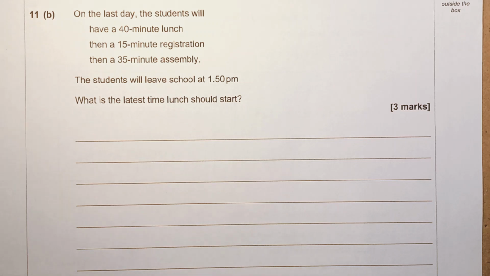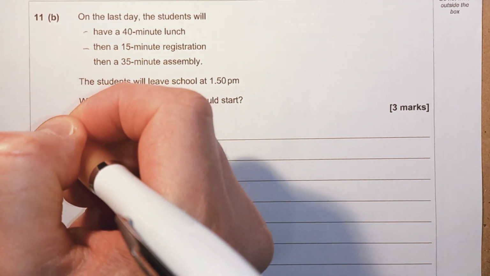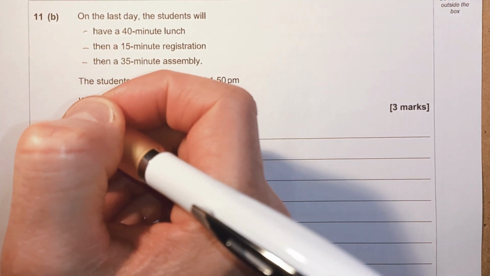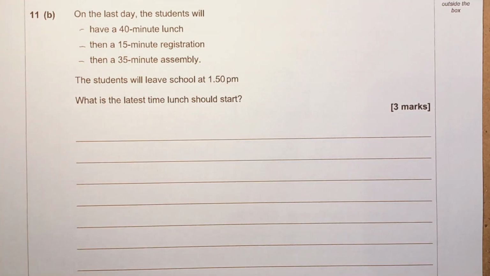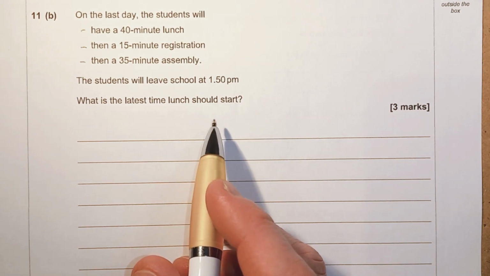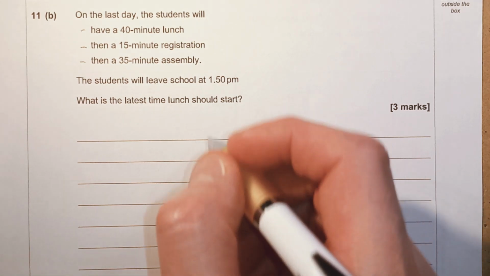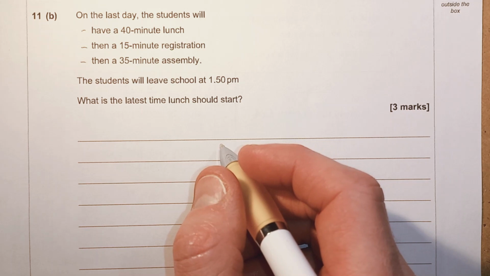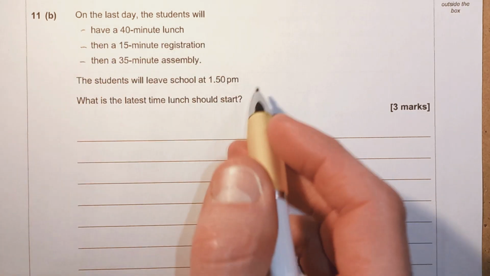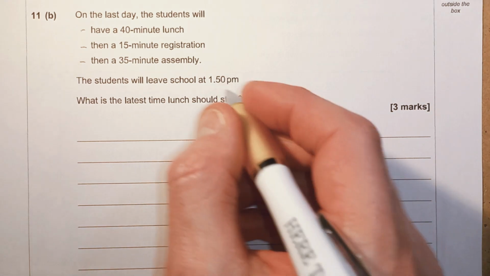(11B). On the last day, the students will have a 40-minute lunch, then a 15-minute registration, then a 35-minute assembly. The students will leave school at 1:50 p.m. What is the latest time lunch should start? So let's work backwards. You could add this all up and then take it off. What I'm going to do is actually go backwards.